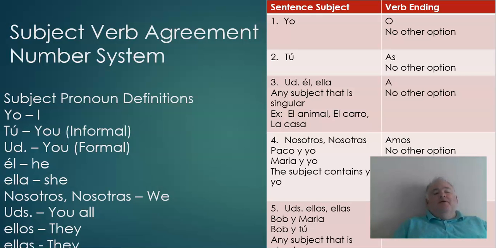So for example, ustedes hablan. Bobby y Maria hablan. Bobby y tú hablan. Ellos hablan. Ellas hablan. Ellas cantan. Ellos cantan. Bobby y Maria cantan. Bobby y tú cantan. Ustedes cantan. As long as it's plural, you've got to use your verb ending an. So your verb endings, once again: o, as, a, amos, and an.